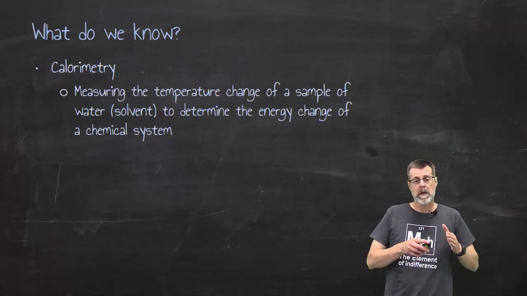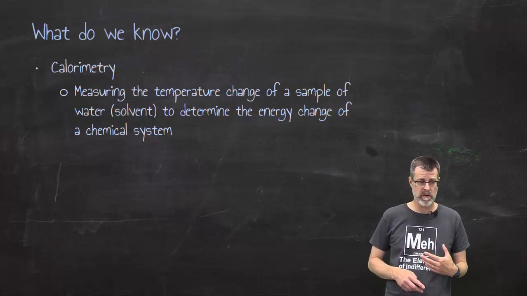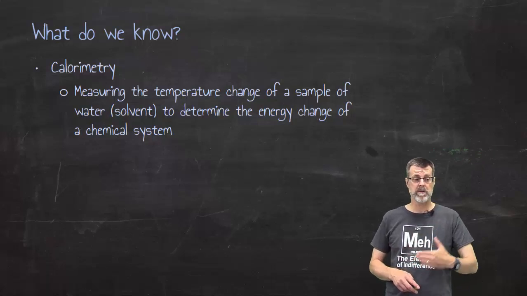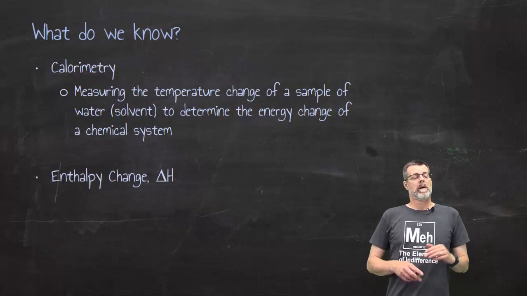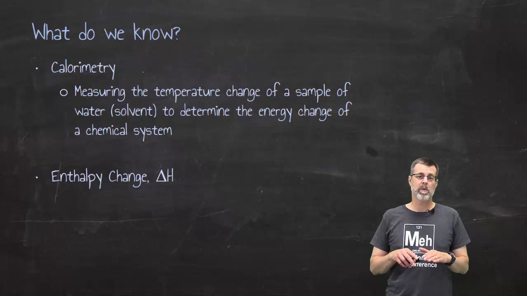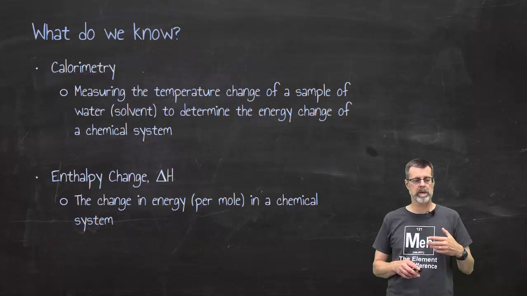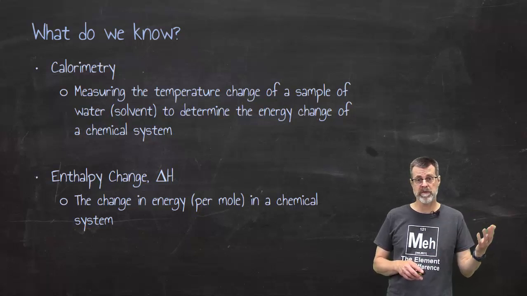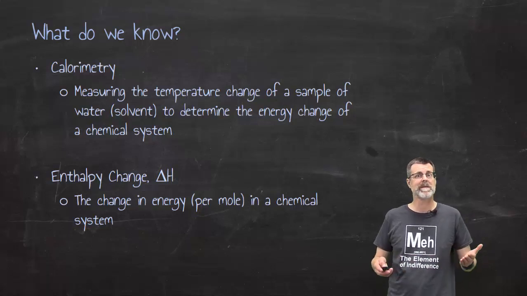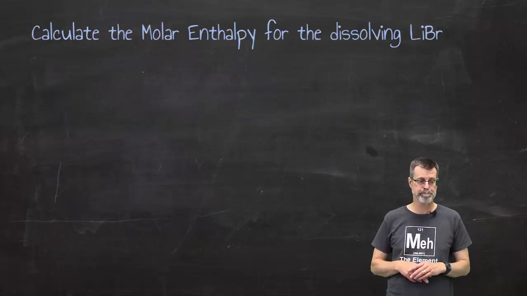Calorimetry then is measuring the temperature change of a sample of water, which is the thing we're going to use most often, and using that in the formula I just showed you to figure out the energy change of a system. Enthalpy change is if I were to standardize that or extrapolate that out to a mole. So if I were having 1 gram of chemical system versus 10 grams of chemical system, the amount of energy change, the temperature change would be different because the amount of stuff is different. But if I relate it back to moles, they should be the same.